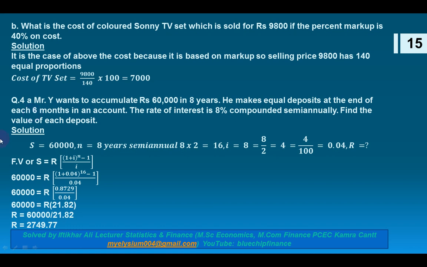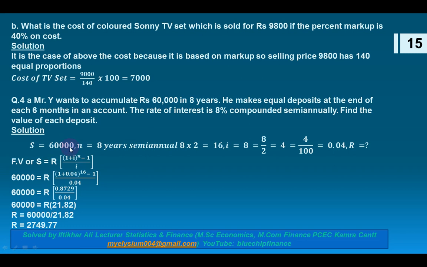The formula for ordinary annuity is R multiplied by (1 plus i) raised to power n minus 1, divided by i. The rate of interest is 8% compounded semi-annually. Find the value of each deposit. So first important thing is to get the data. So what is the future value? Future value is 60,000. S and future value both have the same meaning.